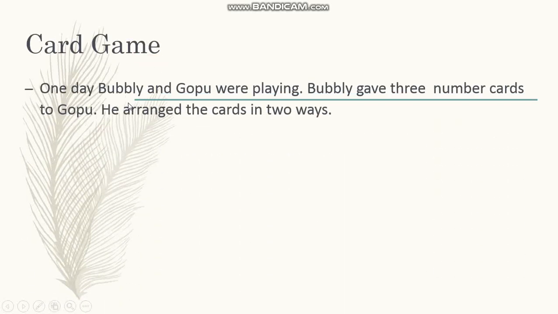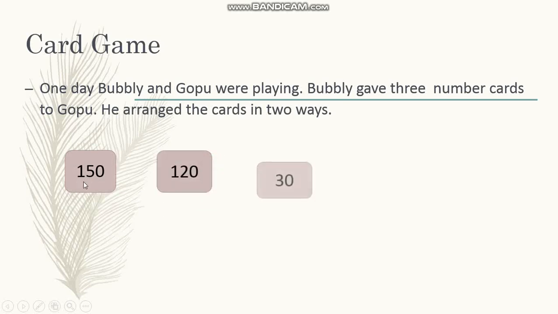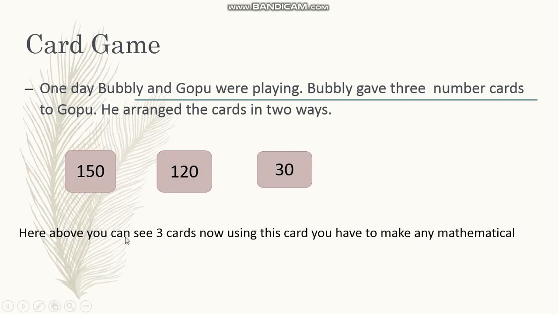Alright. Now next is the card game. So one day Bubbly and Gopu were playing. Bubbly gave 3 numbers to Gopu. He arranged the cards in 2 ways. So here you can see the 3 cards of 150, 120 and 30. Now what do you have to do? Here above you can see 3 cards. Now using these cards you have to make any mathematical equation using signs like plus, minus or equals to.